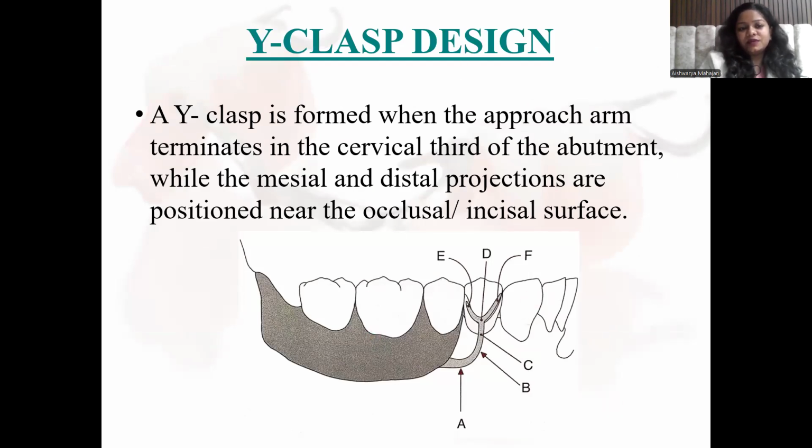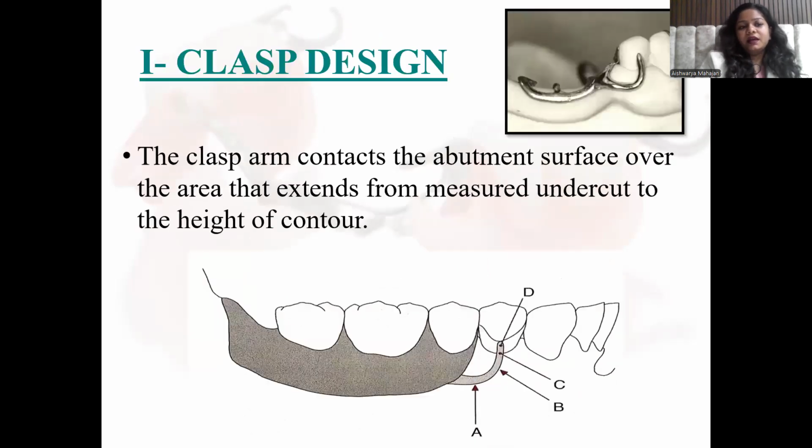Now, another modification or another type of clasp is the Y type of clasp. A Y clasp is formed when the approach arm terminates in the cervical third of the abutment, while the mesial and distal projection arms are positioned near the occlusal and incisal surfaces. The last example is the I clasp.